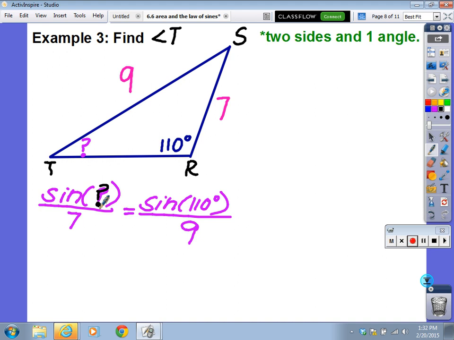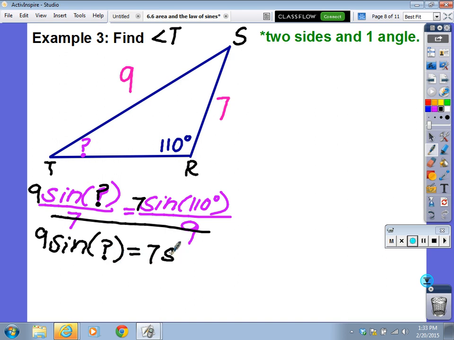Okay. So we're trying to get question mark alone, right? So we're going to cross multiply. Multiply both sides by 7, multiply both sides by 9. Our denominators cancel out. So I'm going to quickly write this one out. We have 9 sine of question mark is equal to 7 sine of 110 degrees.